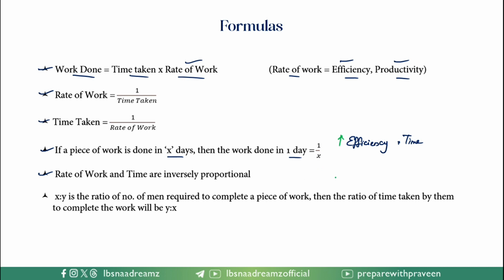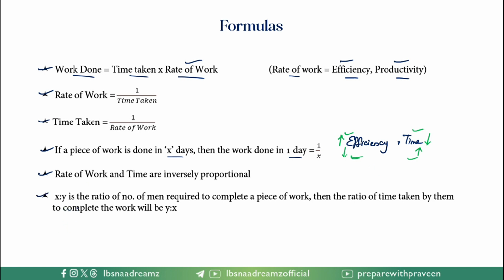If person A is more efficient, then surely the time taken by him to complete a work will be reduced. Suppose person B is less efficient, surely he will take more time to complete the same work. So do you understand what is meant by inversely proportional? If this increases, this will reduce. If it is decreasing, this will increase. So rate of work and time will always be inversely proportional.